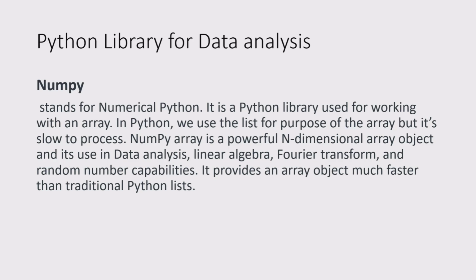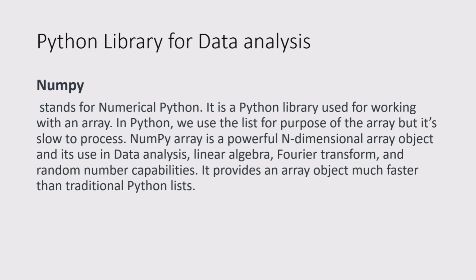Numpy stands for numerical Python. It's a Python library used for working with arrays. In Python, we use a list for the purpose of an array, but it's slow to process. The Numpy array is a powerful n-dimensional array object, and it is used in data analysis, linear algebra, Fourier transform, and random number capabilities. It provides an array object much faster than a traditional list.